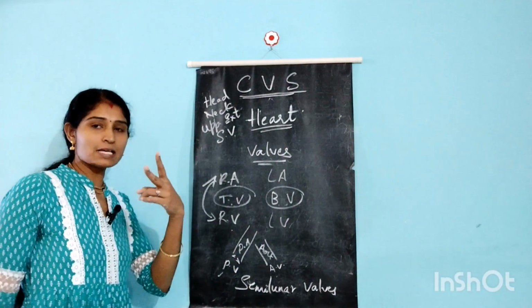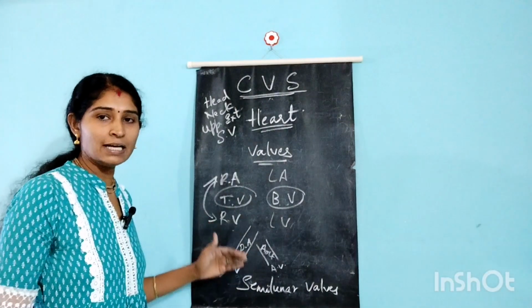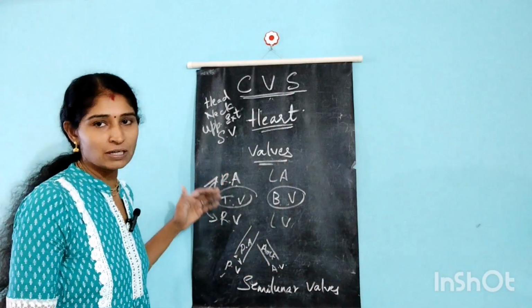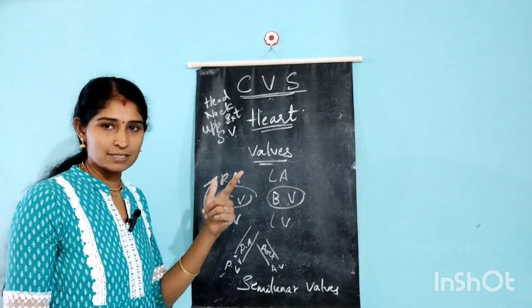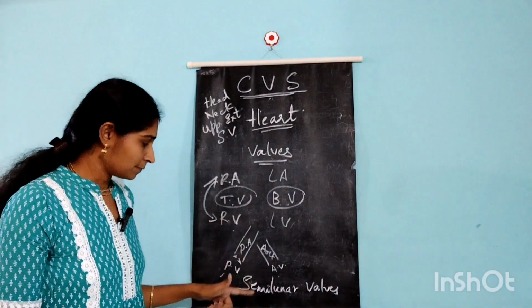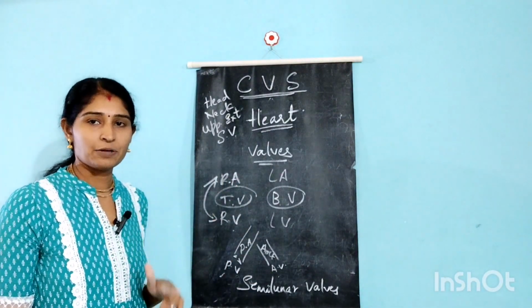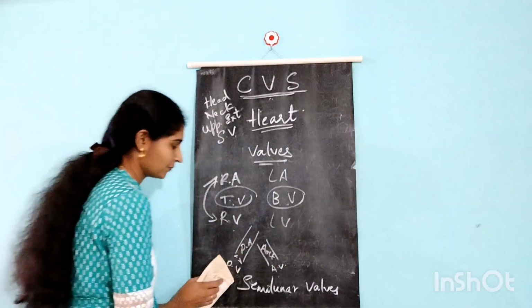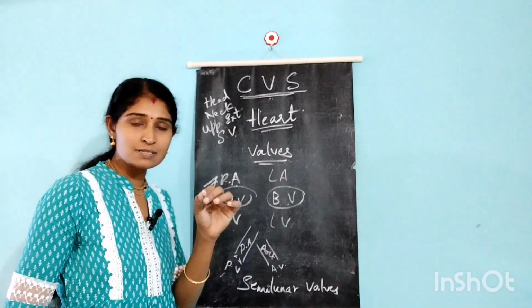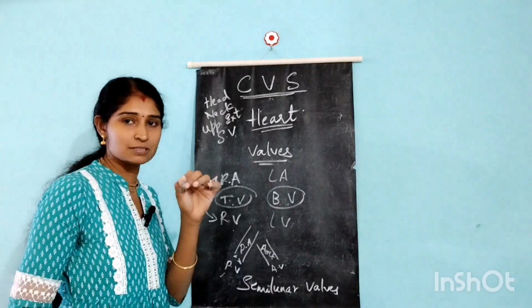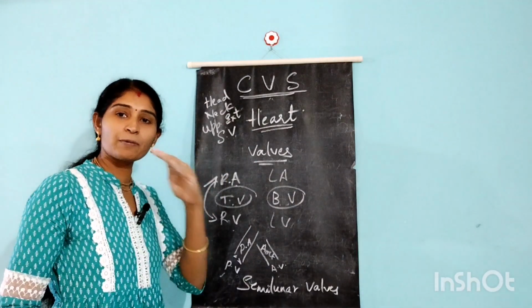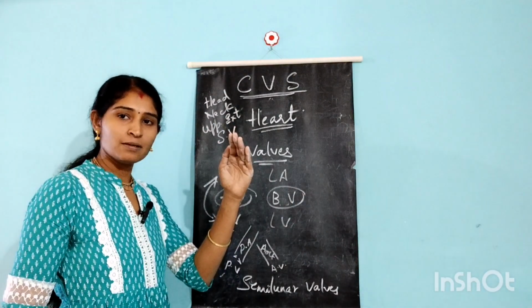So 2 types of valves, atrioventricular valves and semilunar valves. Atrioventricular valves are tricuspid and bicuspid valve. Then the semilunar valves are pulmonary valve and the aortic valve. Valve means it is a structure which is present between atria and ventricle to prevent the backflow of the blood.